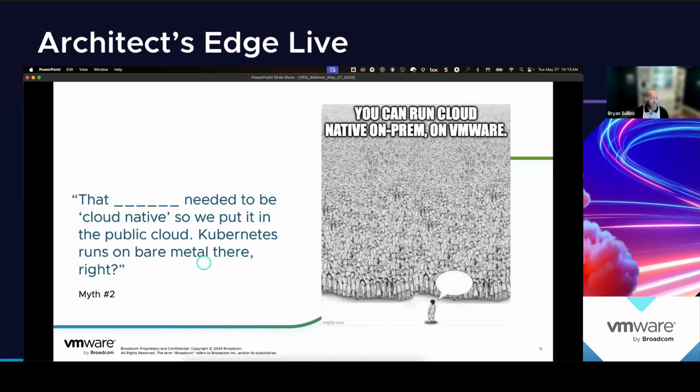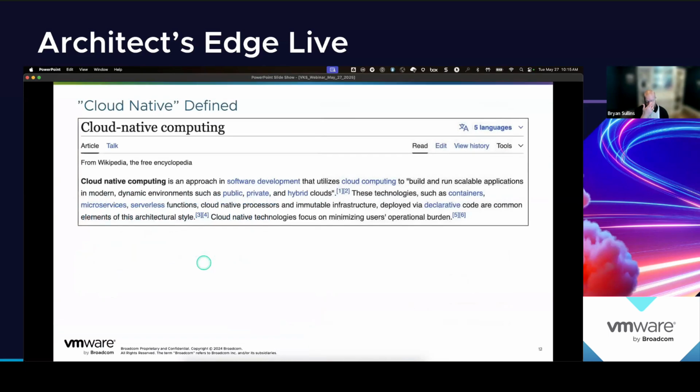That meme of a bold opinion that I would stand behind and defend against the world is: you can run cloud native on-prem on VMware. And the reason why is because words mean things. Whenever anybody uses the word cloud native, I typically pounce, because I typically ask them, what do you mean cloud native?